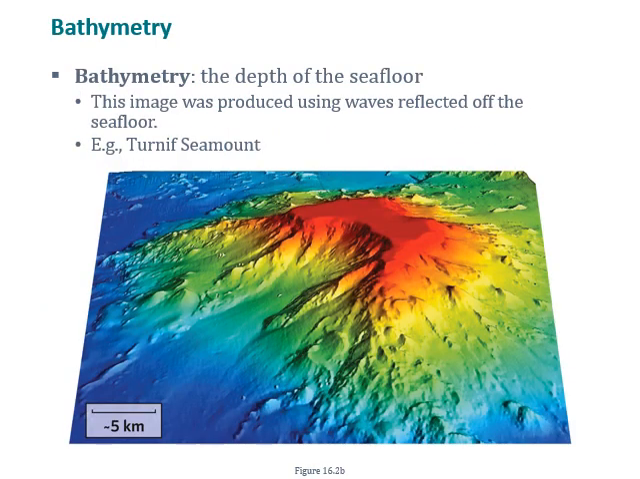Bathymetry is the depth of the seafloor, just as topography is the elevation of the land. So this image was produced using waves reflected off of the seafloor. This is called the Turn of Seamount. What you can see is a broad, flat top to the seamount that's much higher than the seafloor below, colored in blue.